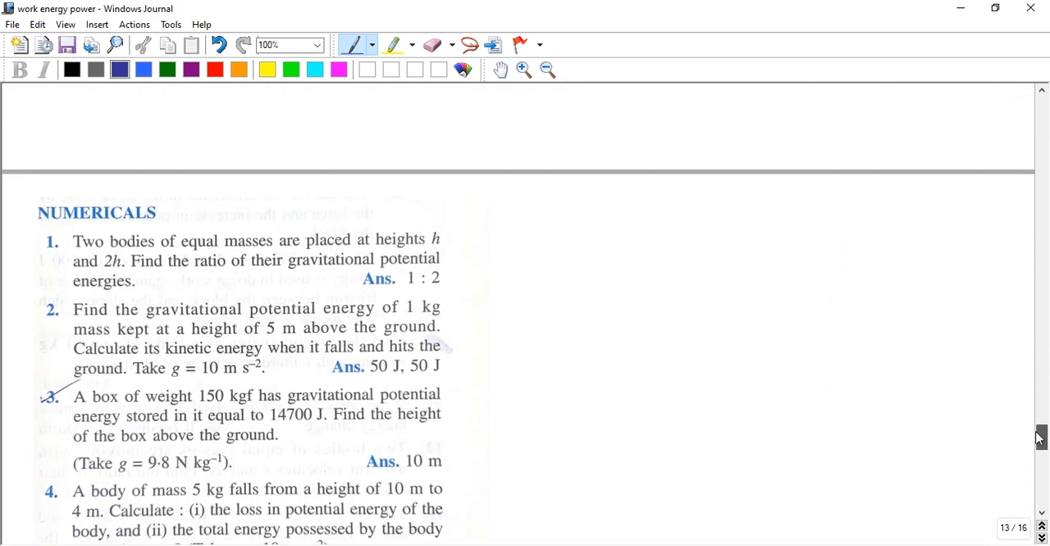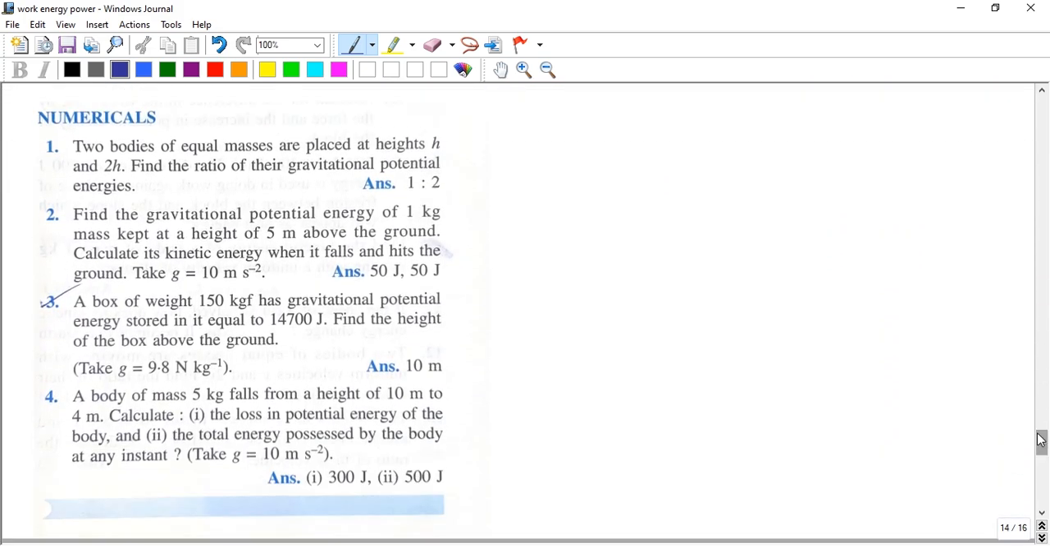Now we solve a numerical. A basic numerical; we cannot solve all numericals here. If two bodies of equal masses are placed at height h and 2h, what is the gravitational potential energy ratio? That is very easy. It is mgh. Equal masses at height h and 2h, what is their gravitational potential energy? So it is mg times 2h.